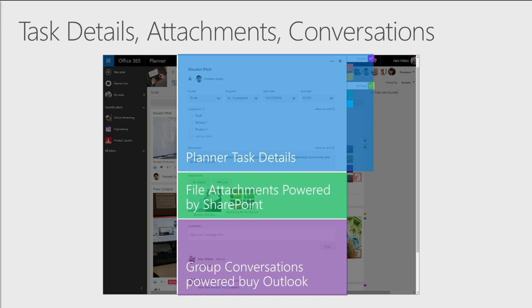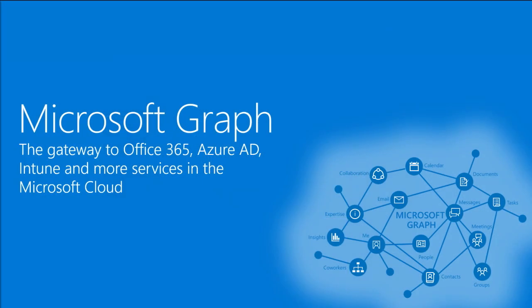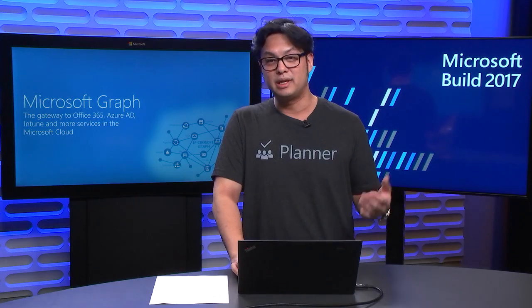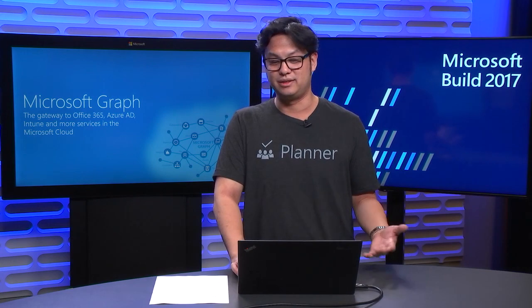And so how does all of this stuff work together? Well, Planner is actually built completely using the Microsoft Graph. The Microsoft Graph is one of the key points of Microsoft's strategy for APIs, providing a single API to give you access to all of the data that's available in Microsoft services. In this particular instance, we're using a lot of Office 365 services. We're talking to groups, we're talking to SharePoint, we're talking to Exchange and Outlook, and finally, of course, we're talking to Planner data as well.